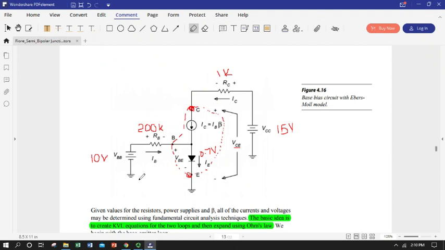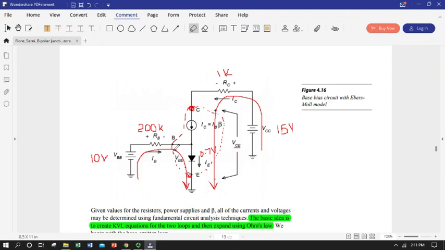So we're going to start with, this is a hint, always start with your base emitter loop. Why? Because the base to emitter junction is something you know. We're going to take a 0.7 volt drop going from B to E. We have no idea what VCE is, and so if we don't know IC and we don't know VCE, we can do a Kirchhoff's voltage law loop through the collector emitter here, and we're going to do it. But at this point it'll have two unknowns in one equation. So we can't really solve for what we want.